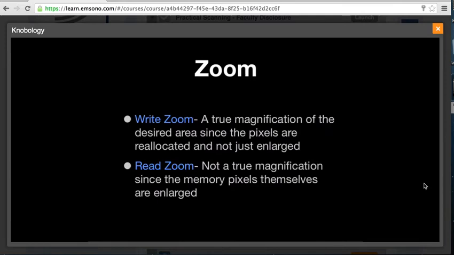Now you have the ability to use the zoom function when scanning. Write zoom is going to be a true magnification of the desired area, since the pixels are going to be reallocated and not just enlarged, whereas read zoom is not a true magnification, since the memory pixels themselves are enlarged. Most machines now use write zoom technology. However, when you have a frozen image that you hit the zoom button on, it's not uncommon that read zoom technology is used, so you're best to zoom an image while you're scanning real time.